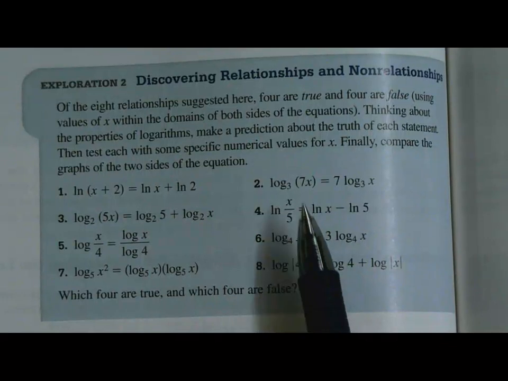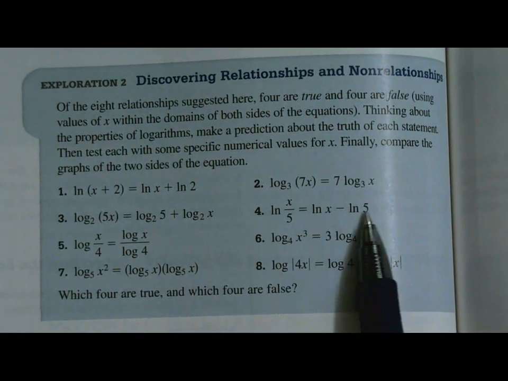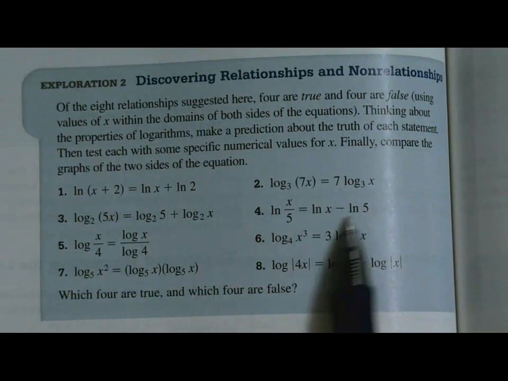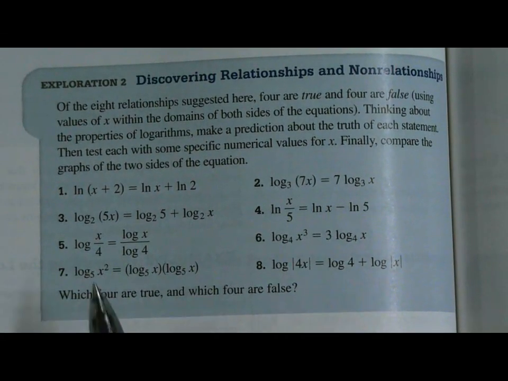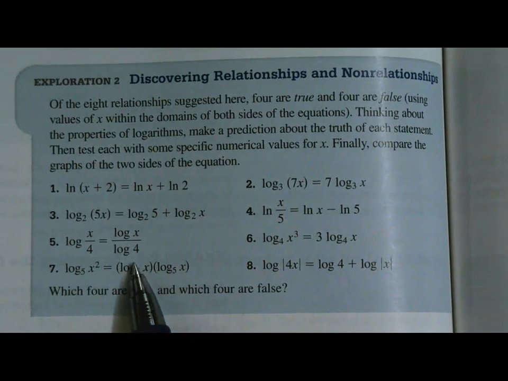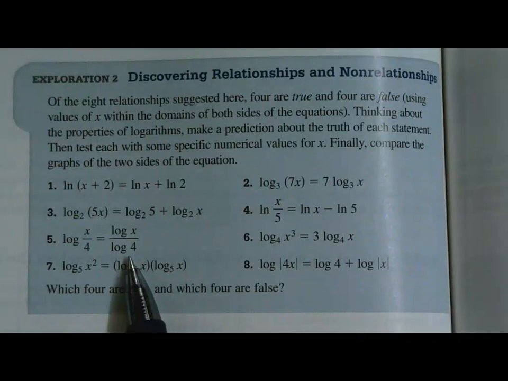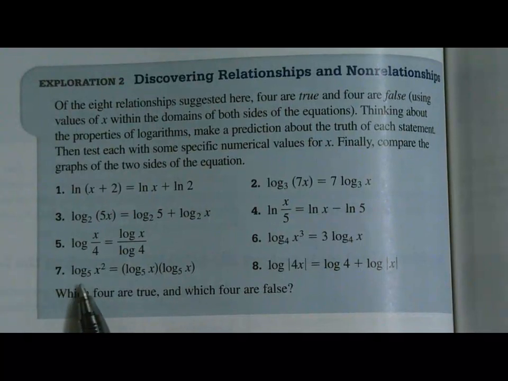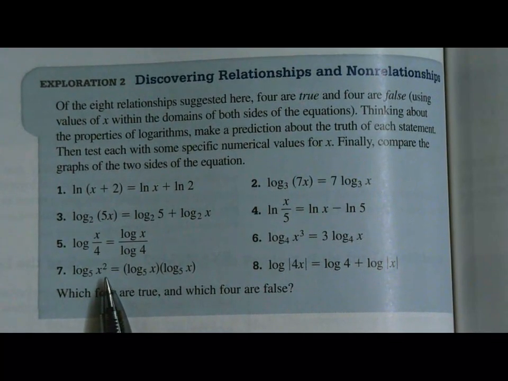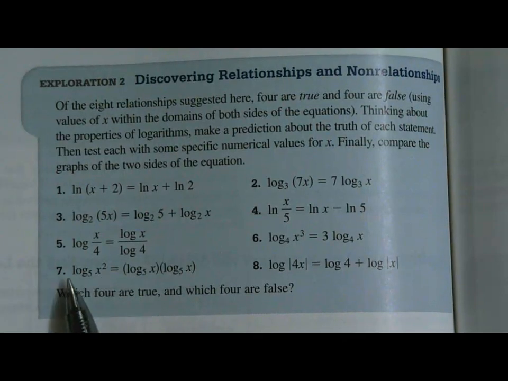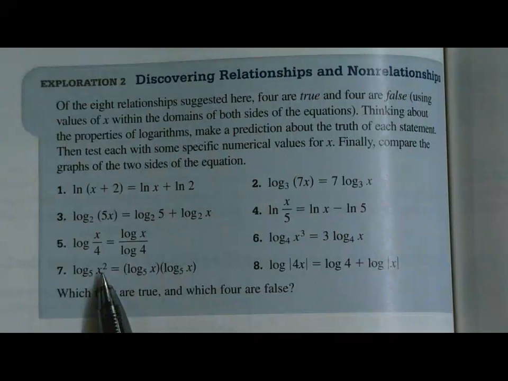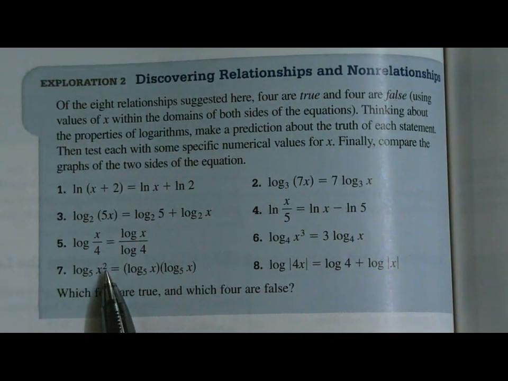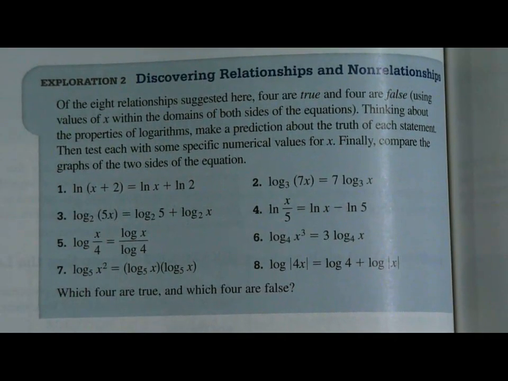How about number 4? We got division on the inside translating into subtraction on the outside. Yep, that's how that works. Division on the inside turning into division on the outside. No, that's false. We talked about number 6 being true. How about number 7? That's false. We could make it true if we put parentheses around the log x with the 2 on the outside of the parentheses. That would make it true. So if that power of 2 was on the entire log x, not just on the x, then it would be true.